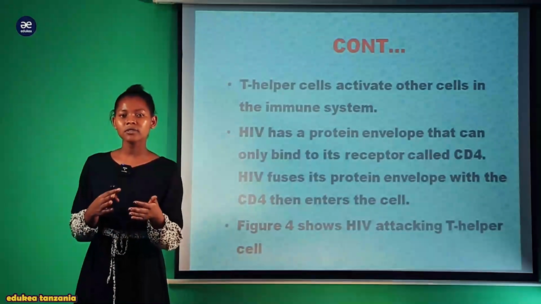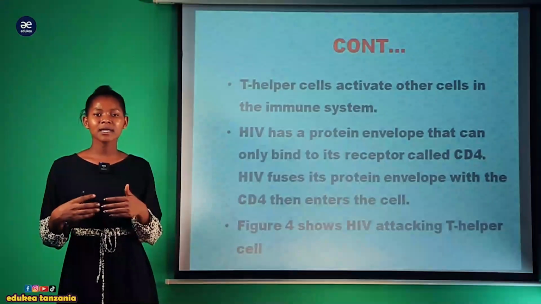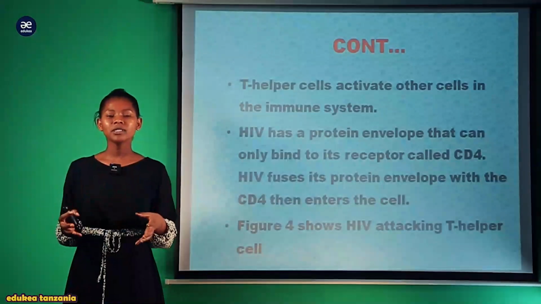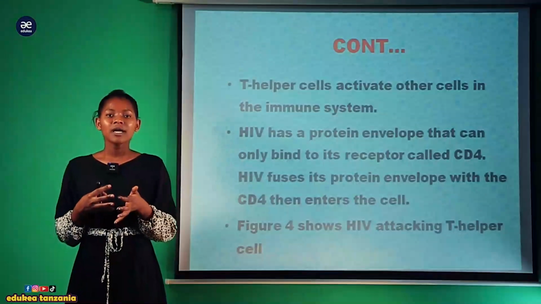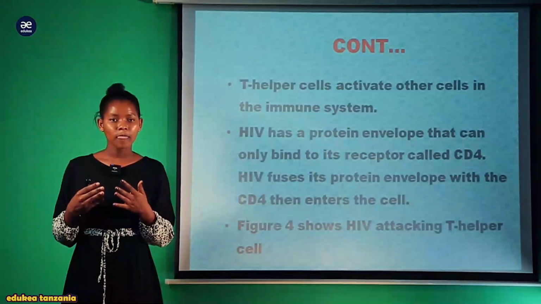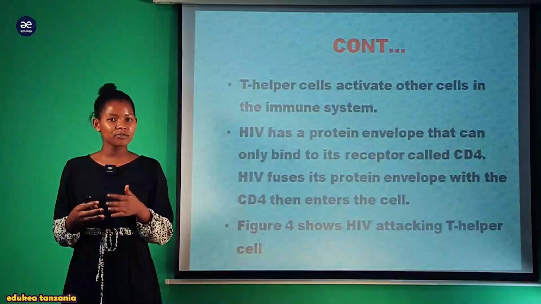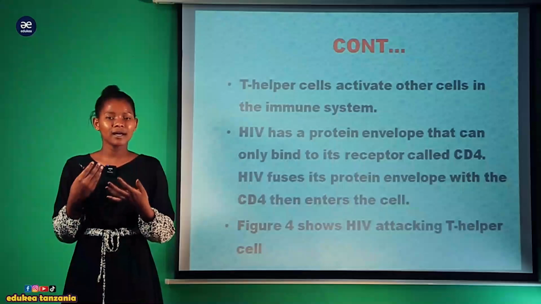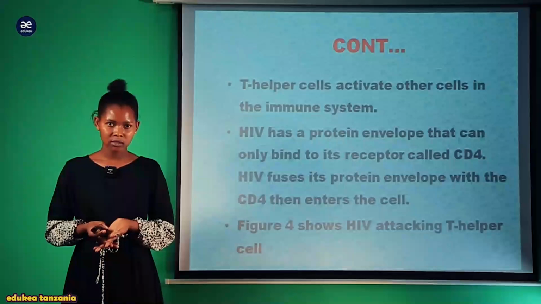Tunapozungumzia T helper cell, neno T alafu helper limetokana na meaning kwamba hizi cells zina tabia ya kuactivate zile cell nyingine au immunity cells zingine kuweza kufight kama kumetokea infection kwenye mwili. So it tends to help other cells. Also, this T helper cells, they have the receptors for HIV ambazo zinaitwa CD4. So this HIV virus anajiattach kwenye CD4, then anakonka na enter the cell, anaenda kudivide pamoja na cell, then anaidestroy.